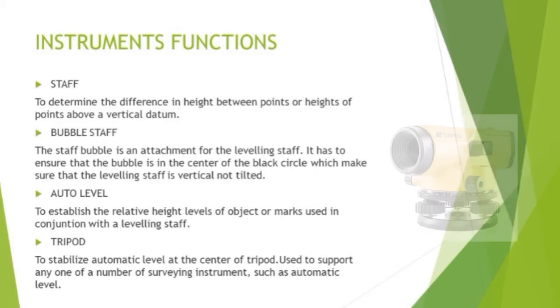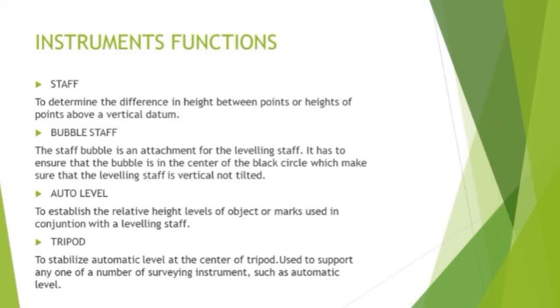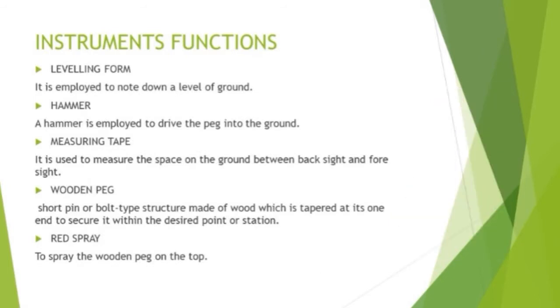Next, auto level. The auto level is used to establish the relative height level of an object or mark, used in conjunction with a leveling staff. Next is a tripod. The tripod is used to stabilize the automatic level at the center of the tripod, used to support any one of a number of surveying instruments such as the automatic level.